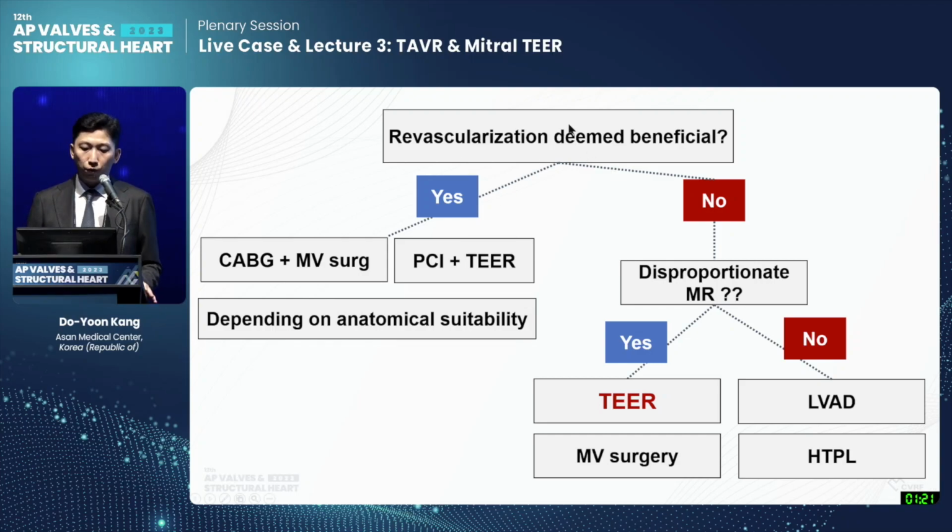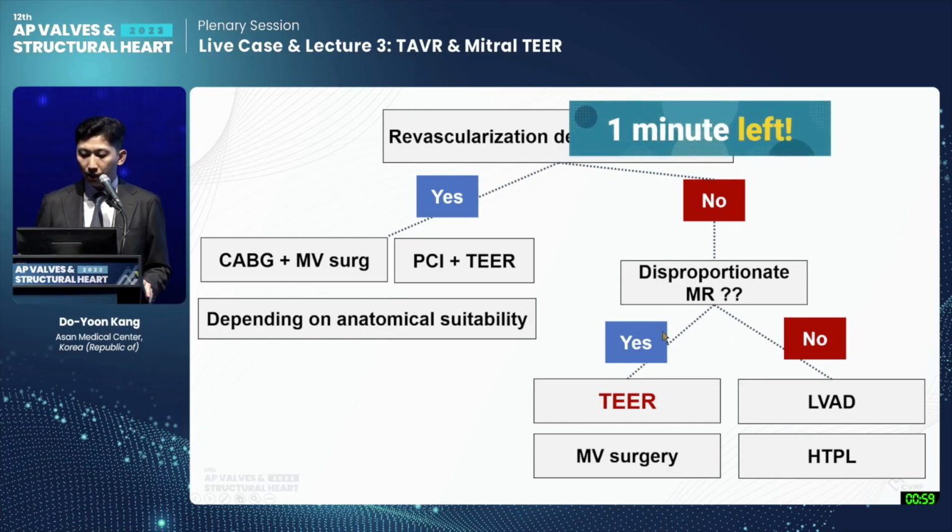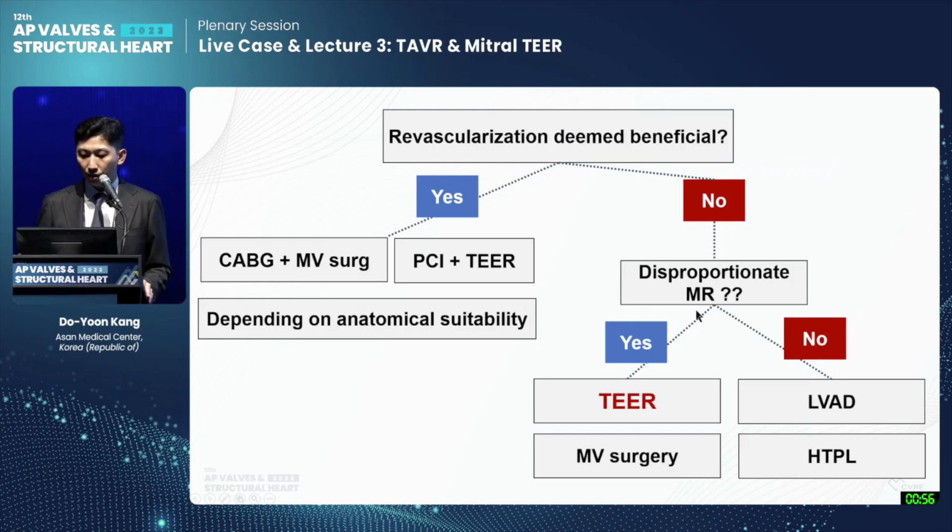And I think that for patients with ischemic heart failure and severe MR, if revascularization is beneficial, CABG plus surgery or PCI plus TEER can benefit the patient, but we do not have strong data about that. And if revascularization is not indicated, maybe we can consider TEER, especially in disproportionate MR patients. But we do not know whether we should consider TEER before LVAD or transplantation, and more data is needed.